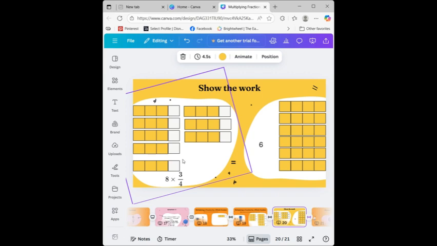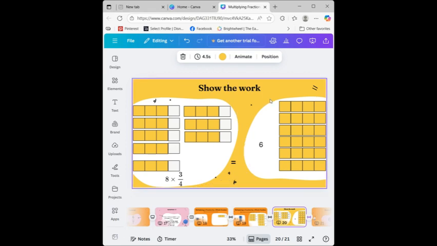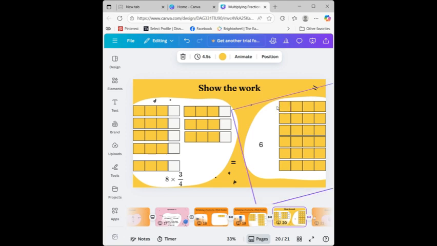Now we can add another orange or yellow cube to the 3 because we have a white one here. So we can add another one to this section to make 4. So we have 1, 2, 3, 4 in a group.